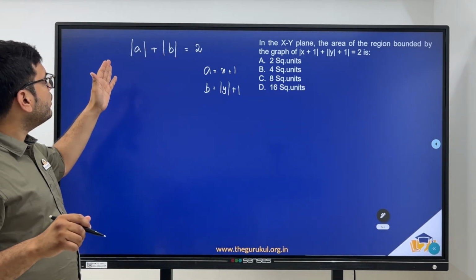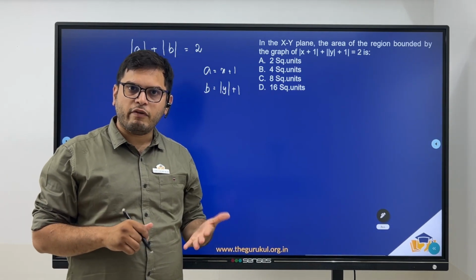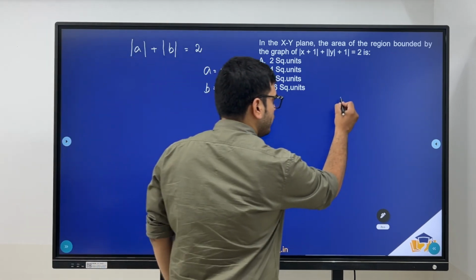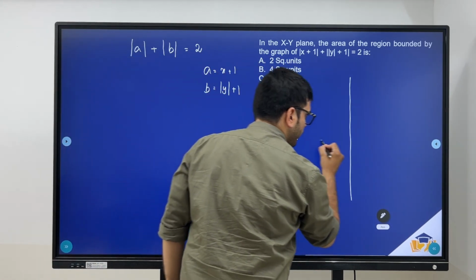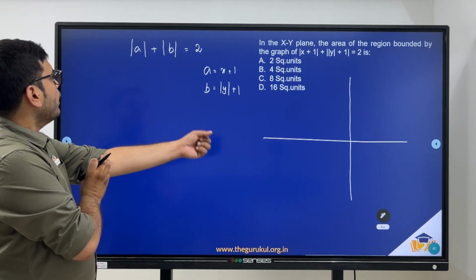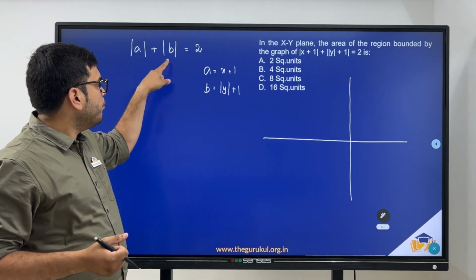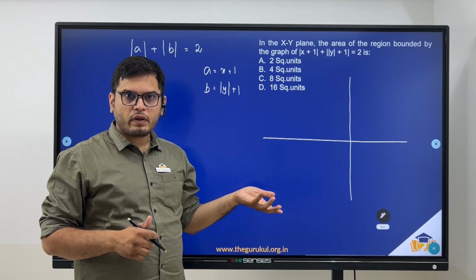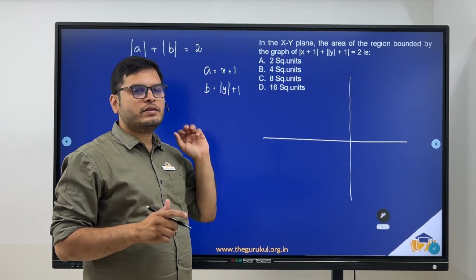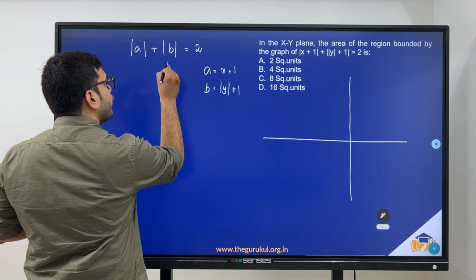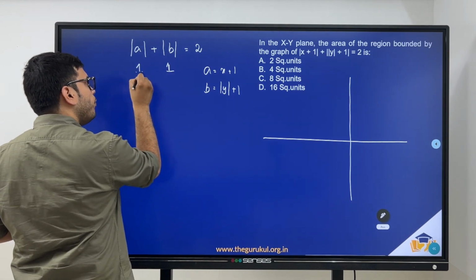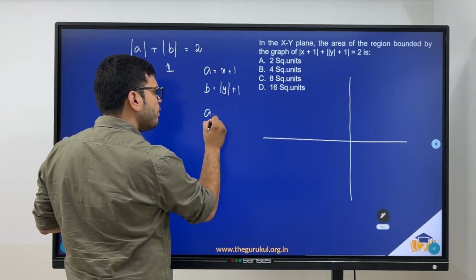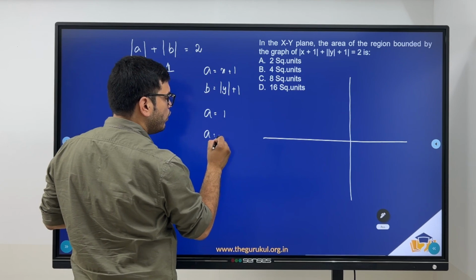Now let's try to find the integral values of a and b which satisfy this equation, and let's try to plot these points in the xy plane, right? Now first, what is the minimum value of b? B is nothing but mod y plus 1, right? So b cannot be less than 1, right? So the minimum value of b is 1 when y is equal to 0, right? Now if this is 1, this also should be 1. Now mod a should be equal to 1. So that will be possible when a is equal to 1 or a is equal to minus 1.